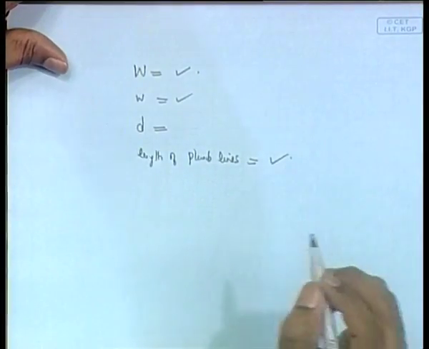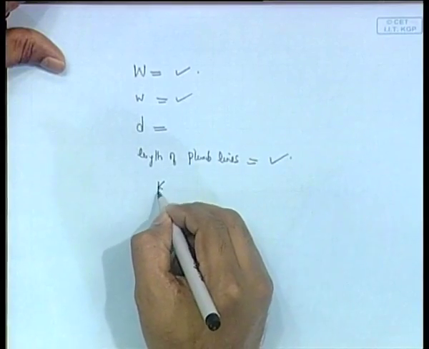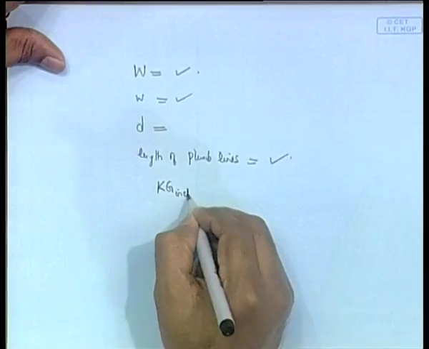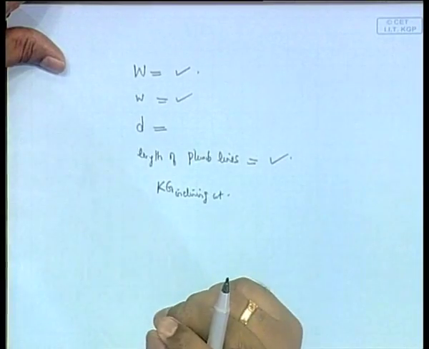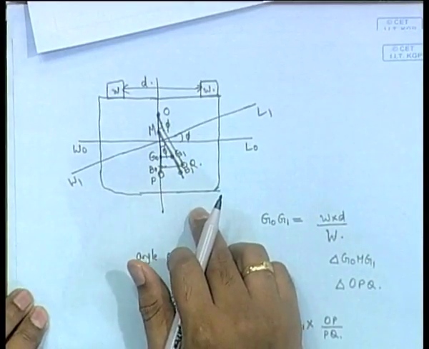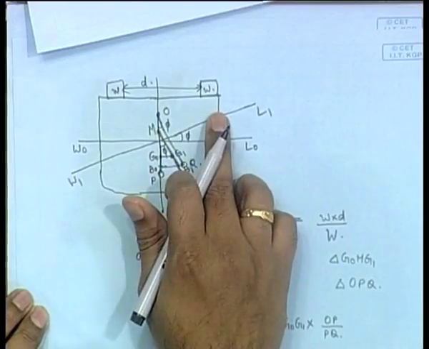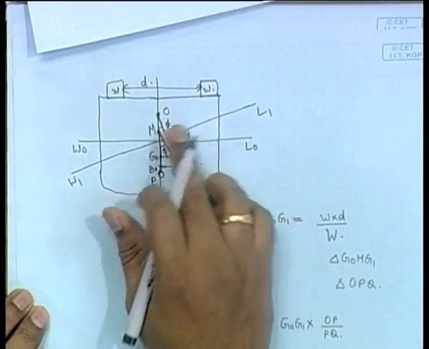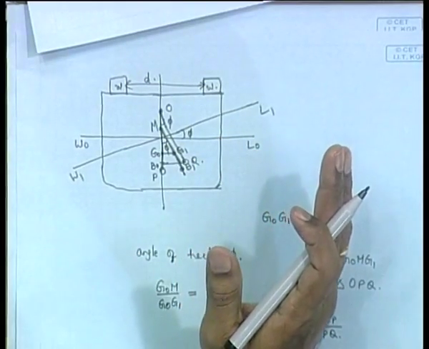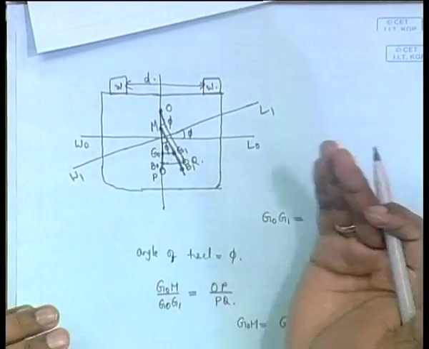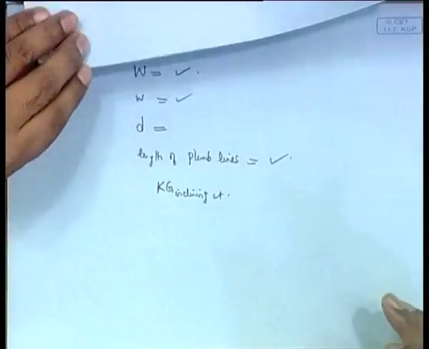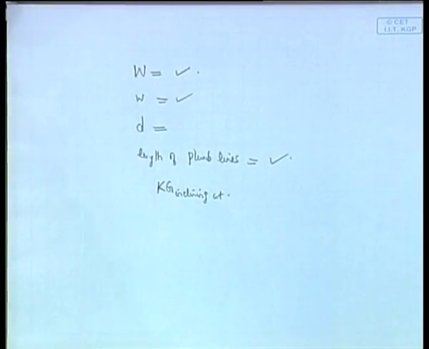Now, to be exact, you need one more thing which this problem has. You are given the KG of the inclining weight. What exactly is it? When you are doing this KG, you will actually be including the KG of the weight that is translated. If you want to remove that weight and find just the light ship, which is really the GM that we should be giving as a result of the inclining test, you need to subtract another KG, the KG of that shifting weight alone.